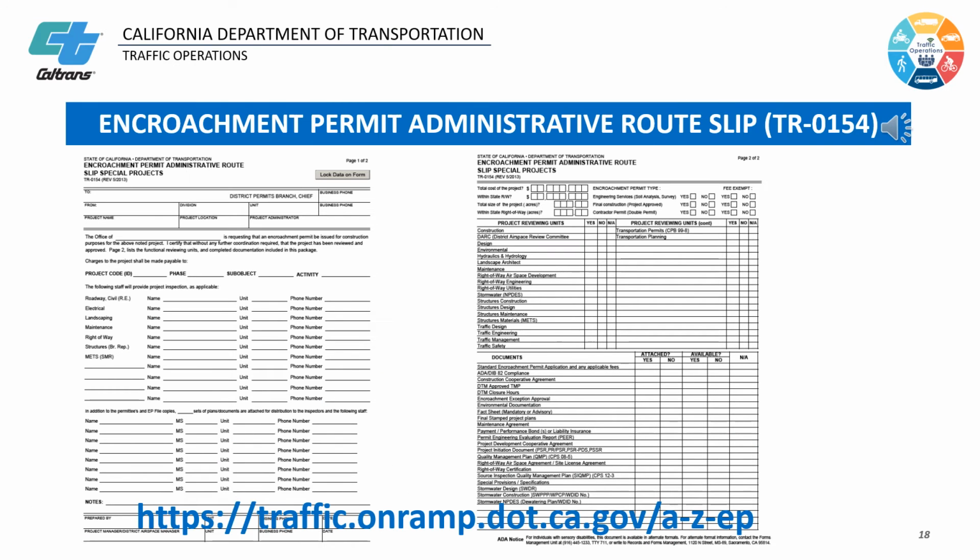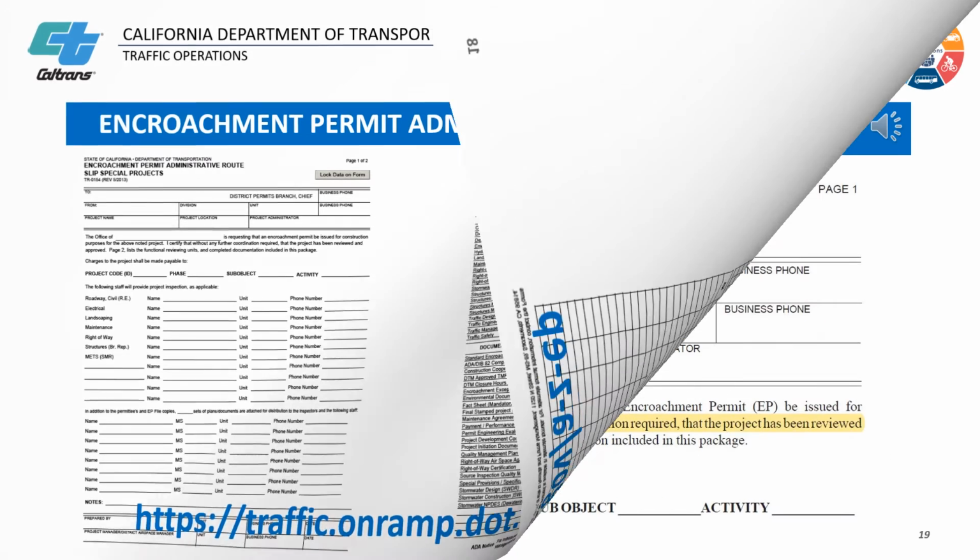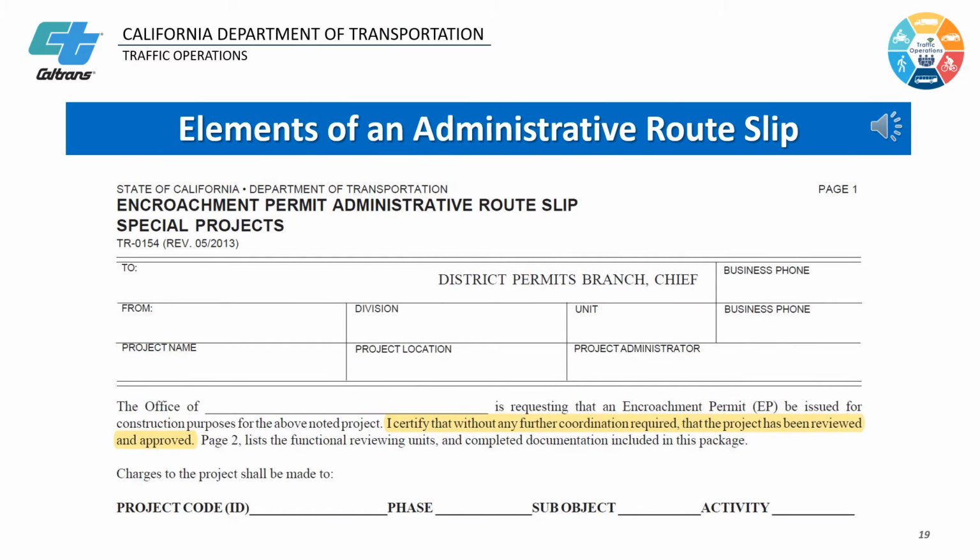The form consists of 2 pages and is shown on this slide. The form is posted on the encroachment permit intranet website at the link shown. For the first part of the form, the project lead person needs to provide project information as listed at the beginning of the form. His or her contact information is required.